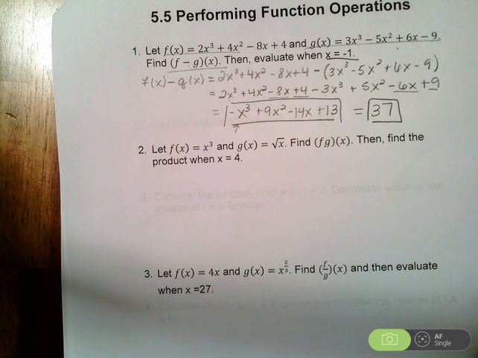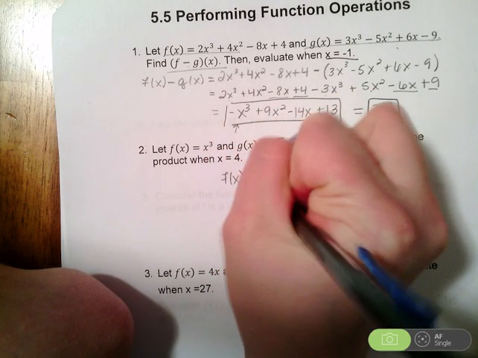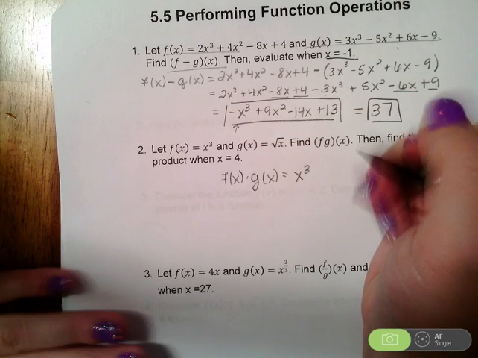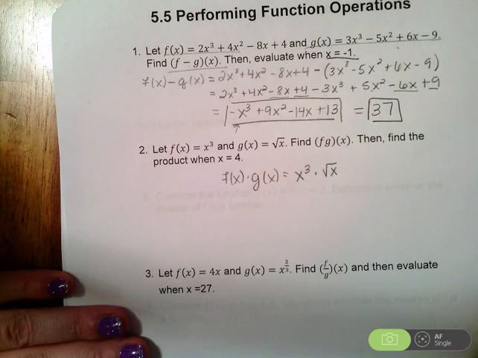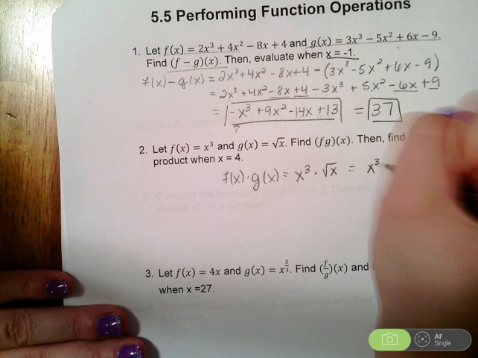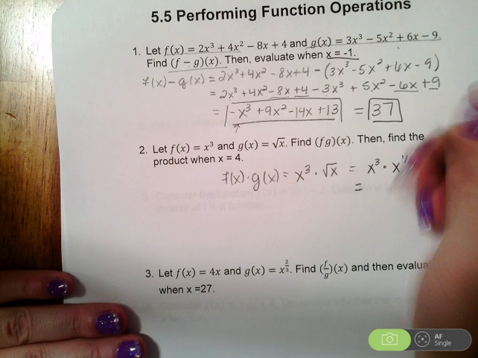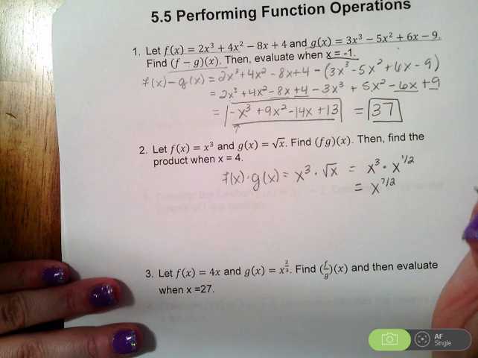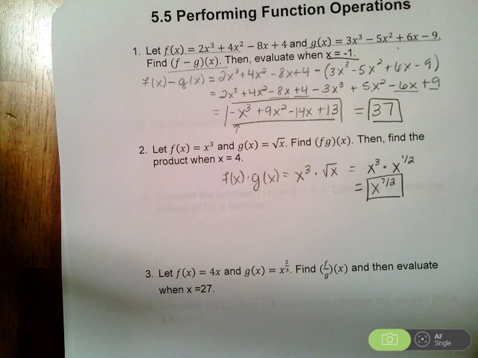Two more functions. This time we want to find f times g of x. So that means we want to do f of x times g of x, which is x cubed times the square root of x. Which is basically like saying x cubed times x to the 1/2. So then we can add the exponents to get x to the 7/2. You can write it as a radical if you wanted to, or you can just leave it with rational exponents. That's fine, okay?